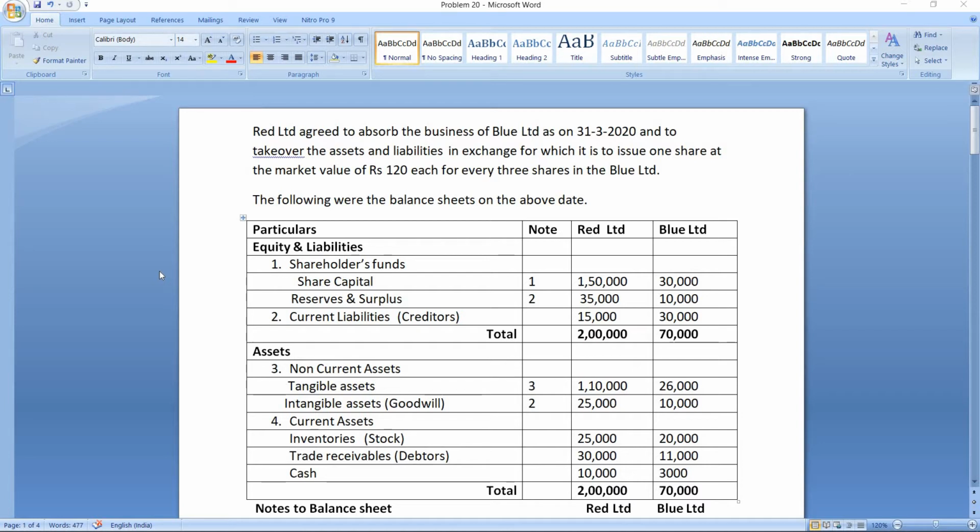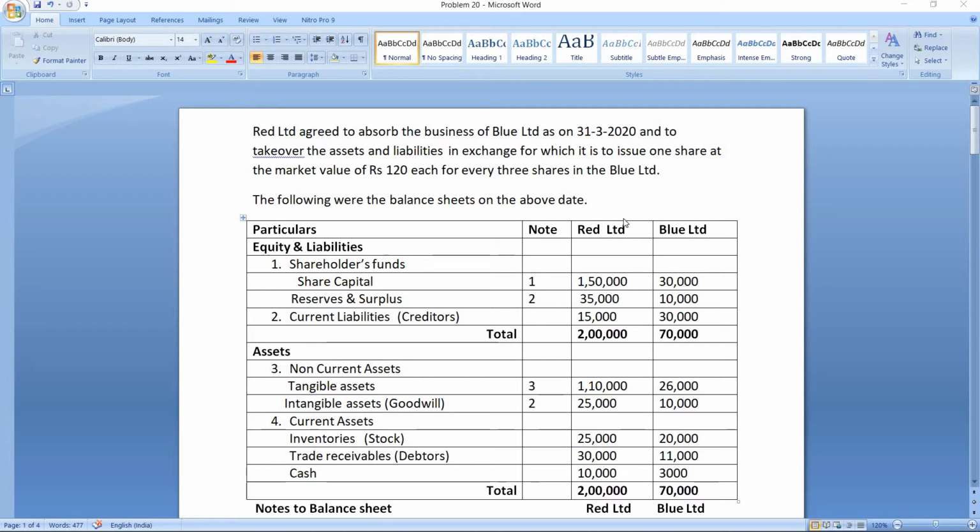That means Red Limited is the transferee company, Blue Limited is the transferor company, and here also the information regarding purchase consideration is given. That is, for which it is to issue one share. For every 3 shares in Blue Limited, you will get one share in Red Limited at the market value of 120 each. So this is the information regarding how the purchase consideration is going to be paid by the company.